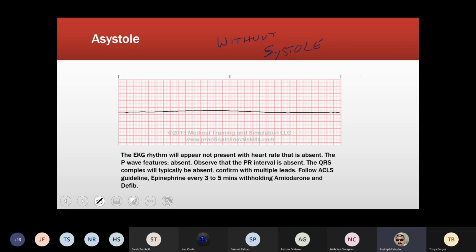Asystole is not a shockable rhythm. There is nothing to control alt delete. This is essentially a computer that you can't turn on, that is just black. Nothing's working. You can't reset it. Treatment, CPR, and medications.